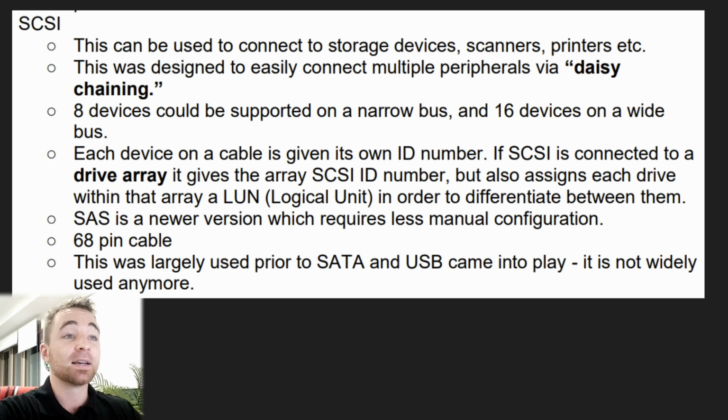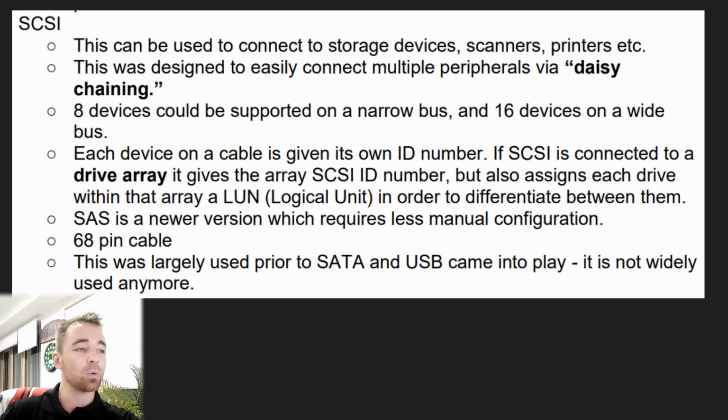Now we have SCSI. This can be used to connect storage devices, scanners, printers, etc. You can read these dot points if you want to, but I'll just tell you now, it is an older device and it could be used to daisy chain items together, which is basically where you connect one to one and then you can connect that to the other one and you create a chain of devices and they're all in the same chain. This dot point describes how that works.